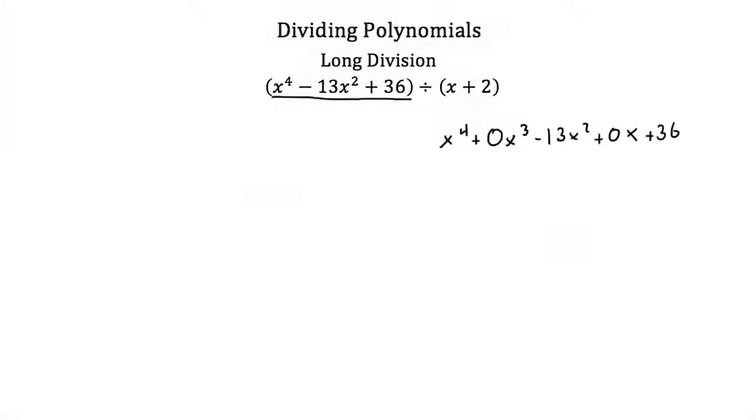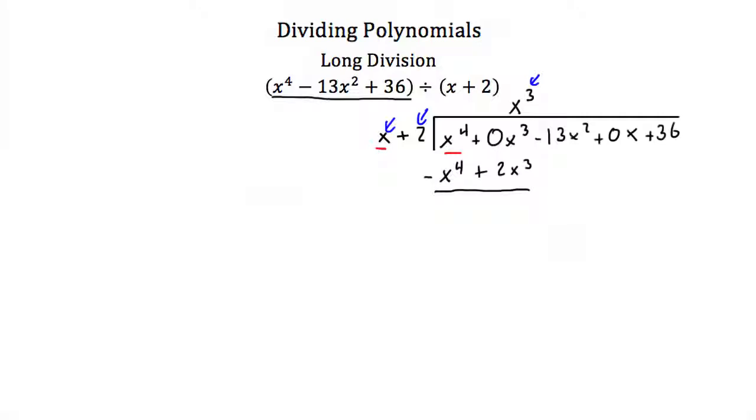We'll put this under our division sign. On the outside goes my x plus 2. And then I need to figure out how many times x goes into x to the fourth. Well, x goes into x to the fourth x cubed times. x cubed multiplied by x is x to the fourth. But then you also have to multiply it by the 2. So we have a 2x cubed, and then we subtract.